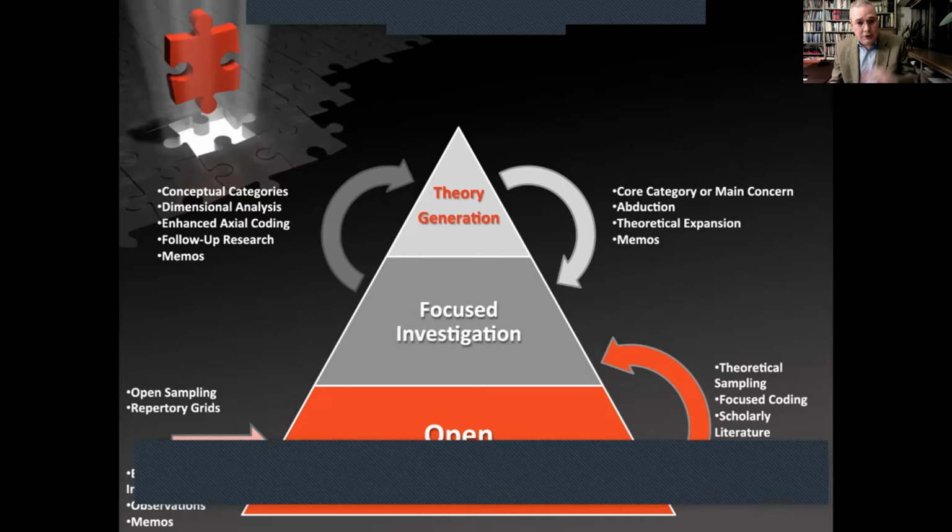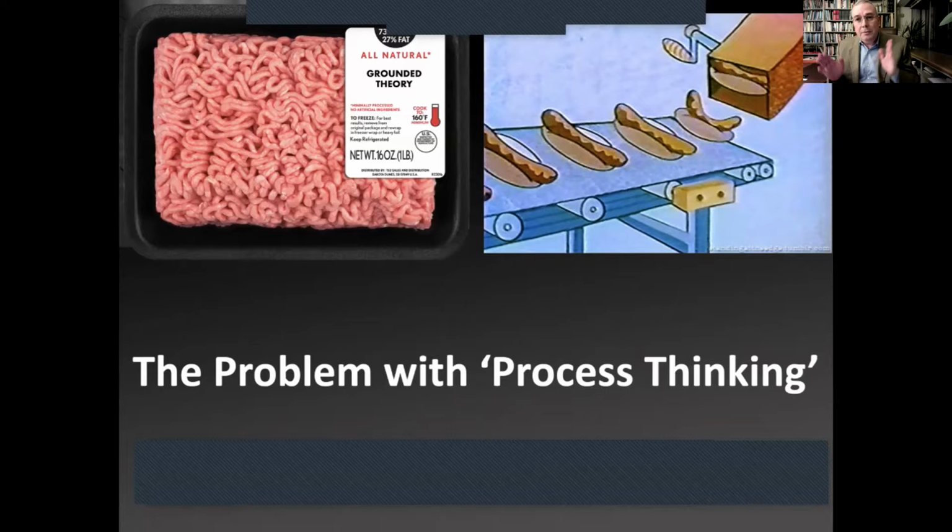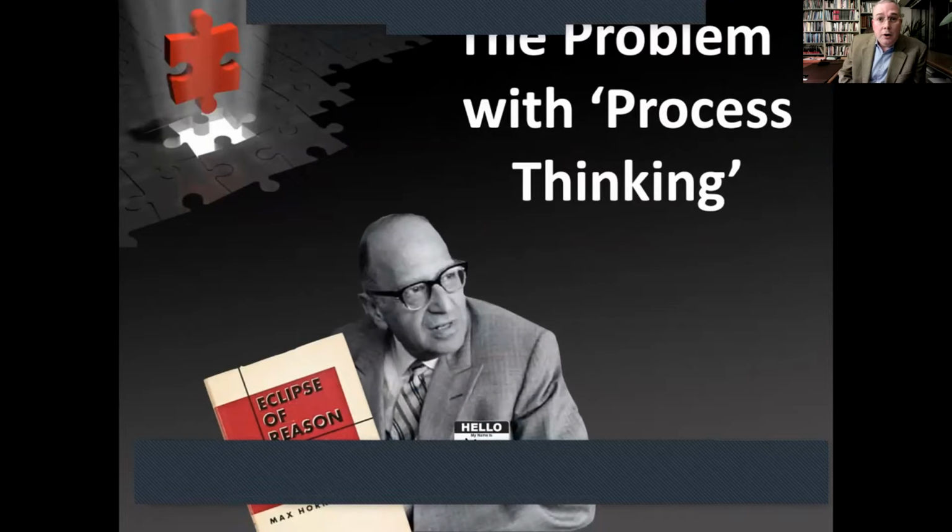I just wanted to fix this notion in your mind again. As I talk about this, I want to remind you that there's a problem we have sometimes with process thinking when it comes to doing research. We think, okay, if I follow this process for doing grounded theory, just like making sausages, I can bang, bang, bang, pump out that grounded theory. And you can't do it that way. I'm telling you about the procedures, but there's a critical theorist by the name of Max Horkheimer, which does kind of sound like it's related to sausage making for some reason.